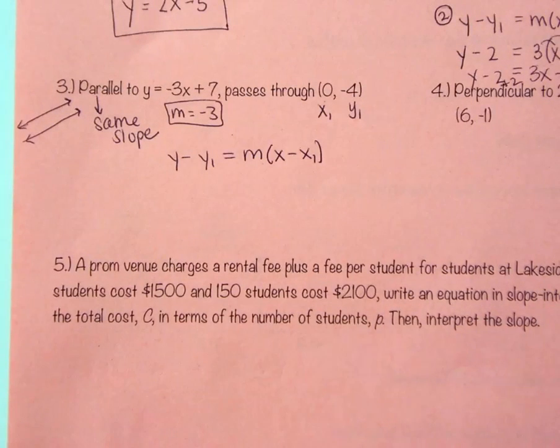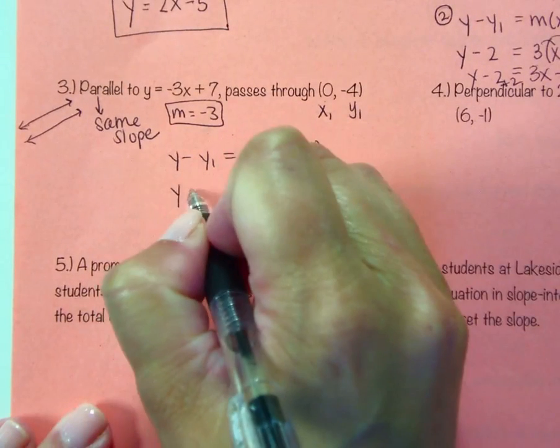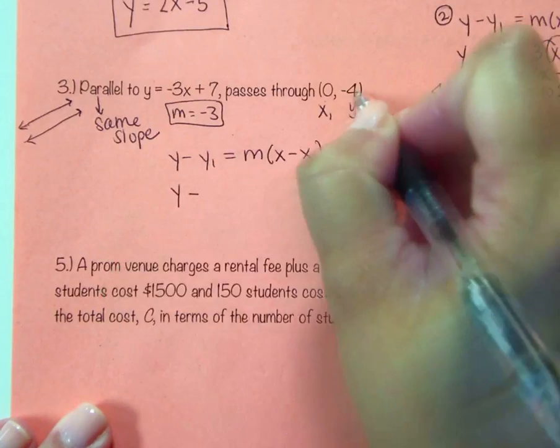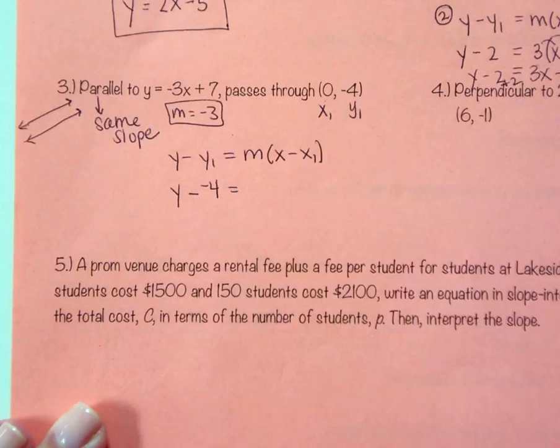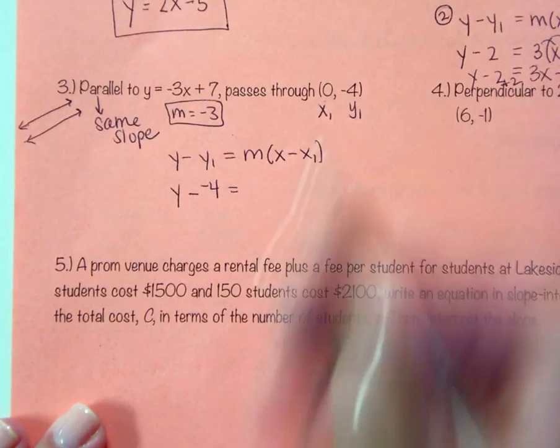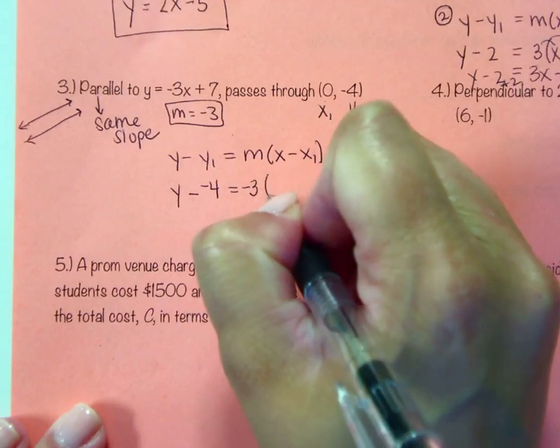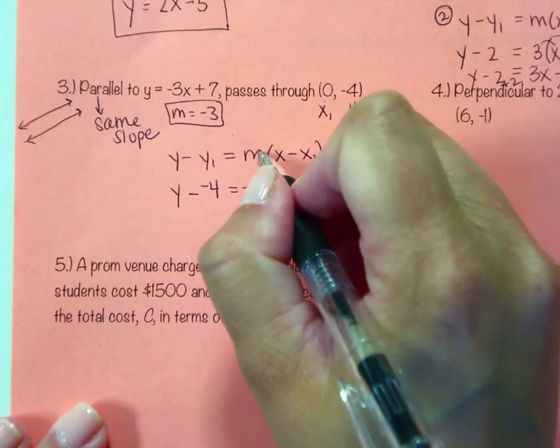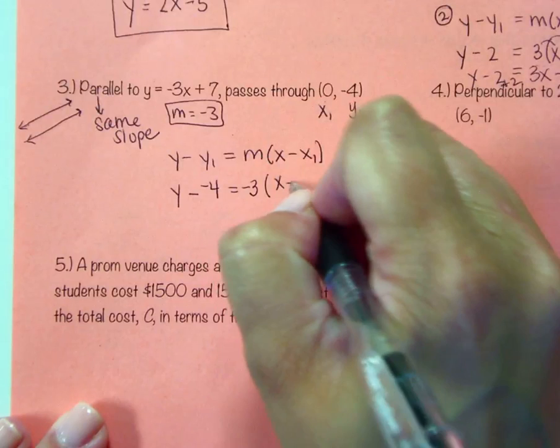So we'll plug in. Okay, we need to be a little bit careful here. This is y minus, and then we have a -4. So just really watch those negatives. It's the biggest mistake that you guys will make. -3 in for our slope, and then 0 for x1.